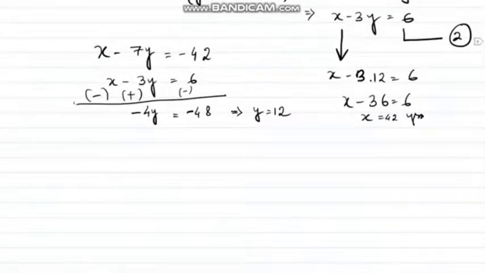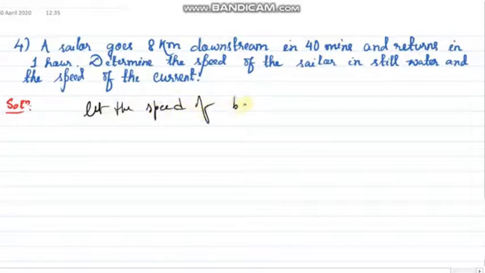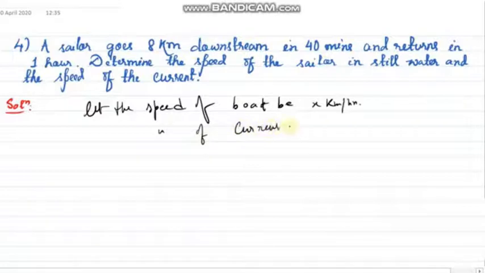So the next problem which I am going to do is: a sailor goes 8 km downstream in 40 minutes and returns in 1 hour. Returning in 1 hour means, when the sailor is returning, he is going upstream, right? So let the speed of the boat be x kilometers per hour and the speed of the current be y kilometers per hour.